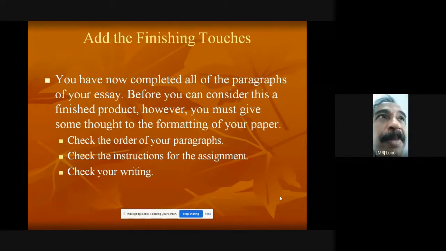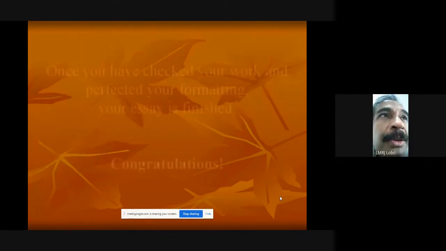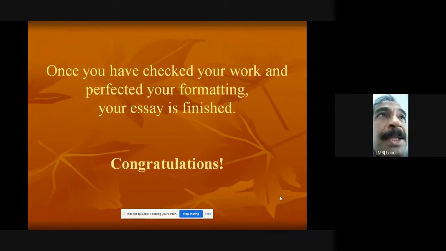You have now completed all the paragraphs of your essay. Before you consider it done, see that there is a flow. Check the order of the paragraphs. Check the instructions for the assignment. Check your writing right from beginning till the end. And see that the formatting is good on your typing. Once you have checked your work and perfected your formatting, your essay is finished.